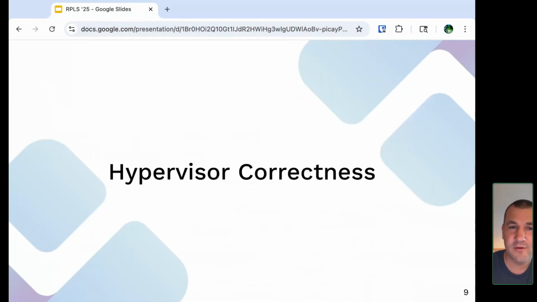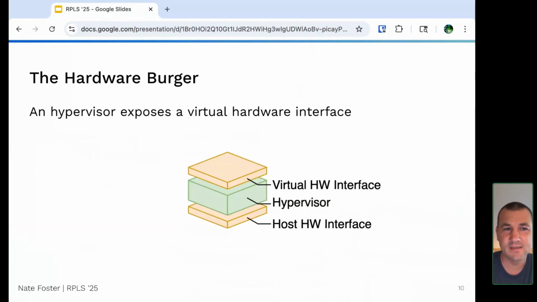Okay, so I gave you informal definitions, but let's get a little more precise. What do we mean by hypervisor correctness? Well, let me tell you a little more about the architecture. The hypervisor, we call it colorfully the hardware burger. I guess it's kind of a vegan burger because it just has these two buns that you see in yellow and some lettuce in the middle. But essentially, you have this piece of software that sits between a virtual interface to hardware, and it's important that this be a hardware interface because your virtual machines want to pretend that they're running against a real machine. And then at the lower layer, of course, you have the physical or host hardware interface, which is the one that's natively supported by the ISA.